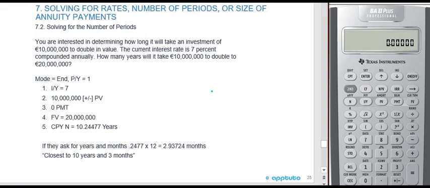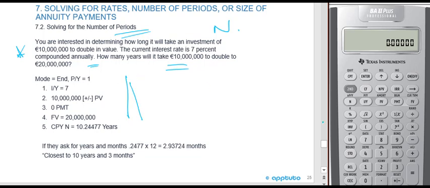Okay, we're almost done, folks. We're down to the last 4 slides, and this is definitely my longest training vid ever, but there's been a lot here because this is kind of the foundation. So this one is solving for the number of periods, so we're going to be solving for n in this case. You're interested in determining how long it will take for an investment of 10 million euros to double in value. The current interest rate is 7% compounded annually. How many years will it take to double to the 20,000?